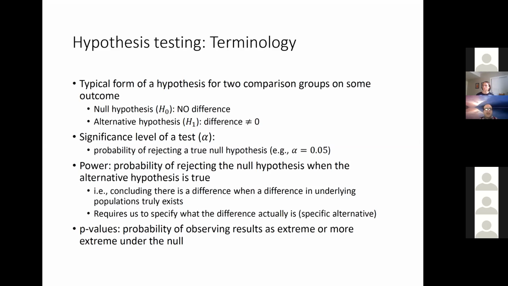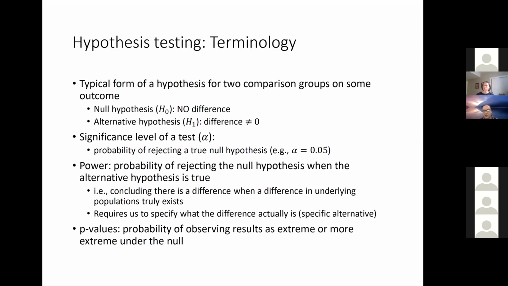And then power is kind of the other side of this coin, which is the probability of rejecting the null hypothesis when the alternative is true. In other words, this is the probability of concluding that there is a difference statistically when there is actually a difference in the underlying population. So it's the probability of correctly rejecting the null hypothesis. And usually this is set to 0.8 or 0.9. So you want to have an 80 to 90% chance of correctly rejecting your null hypothesis when the null hypothesis is in fact false.